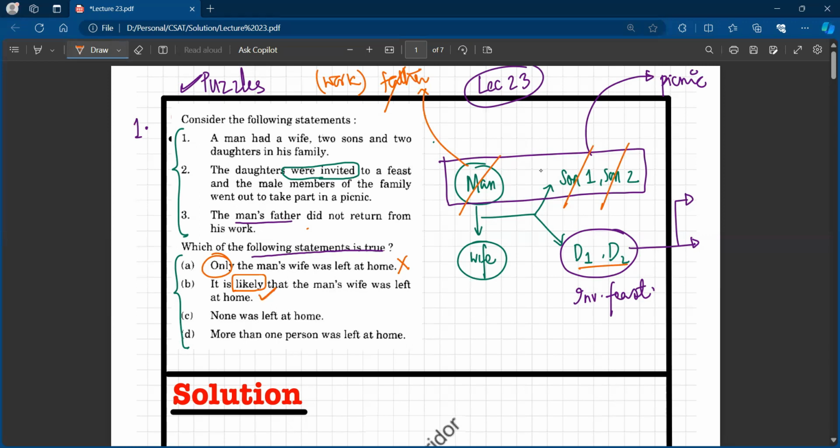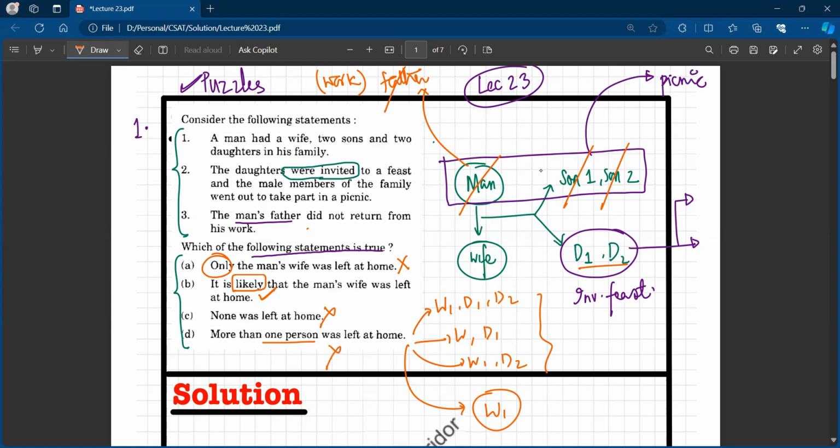None was left at home. That cannot happen because the wife is at home. So this is wrong. More than one person was left at home. It can happen, but it's not sure. If D1 and D2 both have not gone to the feast, it can be wife, D1, D2 at home. It can be wife, D1 at home. It can be wife, D2 at home. In this case, these are more than one. But if both D1 and D2 are out for the feast, then there can be a case where the wife is only at home. Clear? So it is not sure that more than one person was left at home.